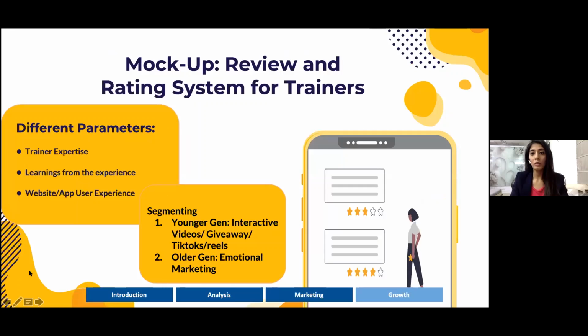So here we see a mock-up and a closer view of what a review and rating system would look like on an app version. So focusing on parameters like trainer expertise, learnings from the experience that the consumer gets, and a consumer's overall web or app experience. Further, we want to segment how we target or position our brand messaging. So for the younger generation, we want to employ more interactive content on Instagram and other social media platforms using videos and giveaways, and also employing TikToks and Reels, which have low cost, actually no cost at all for CPC, but have a lot of organic growth. Also for the older generation, we want to employ some emotional marketing techniques, showing graphics of parents and children bonding over a cultural aspect. Next slide, please.